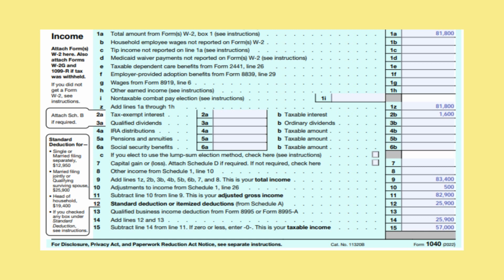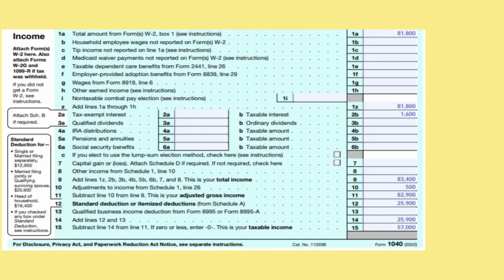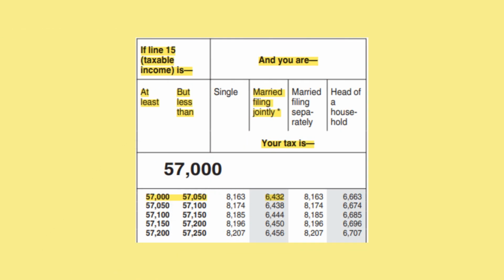On your Form 1040, carry the amount of $25,900 to line 14, as you do not have a business, so you will not have a qualified business income deduction on line 13. Subtract line 14 from line 11 to arrive at $57,000 on line 15 for taxable income.